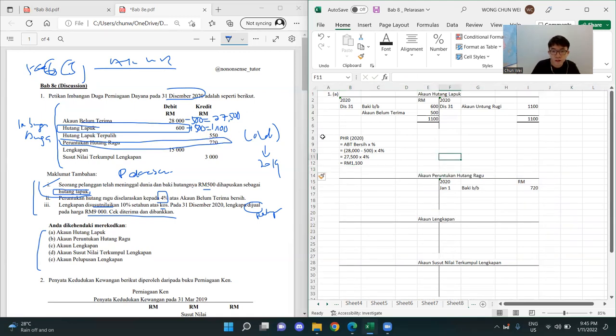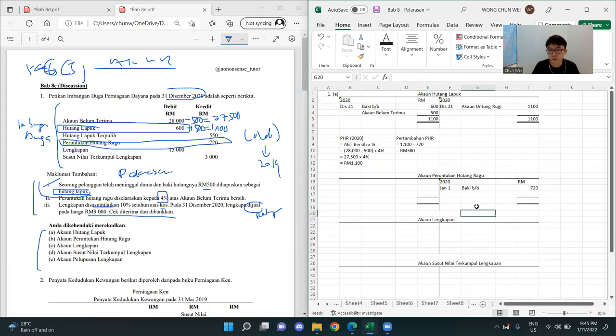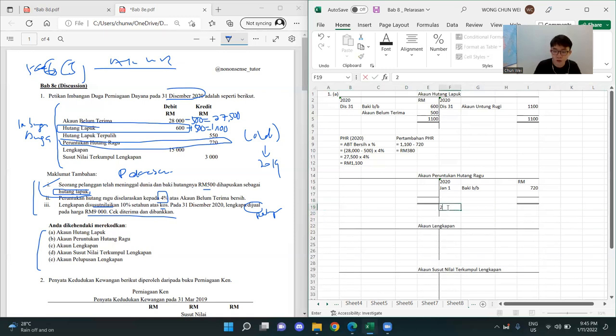So last is 720. This is 1,100, meaning there is a pertambahan PHR. How do you calculate that? Using this 1,100 minus last year 720. So pertambahan berapa? 300. That's it. So here, if you want to record, skip one line and share away double line. Okay, and then only here you put 2021. Remember what I taught you? January 1. Baki BB. So this January 2021 being January 1, you should put this year 1,100.